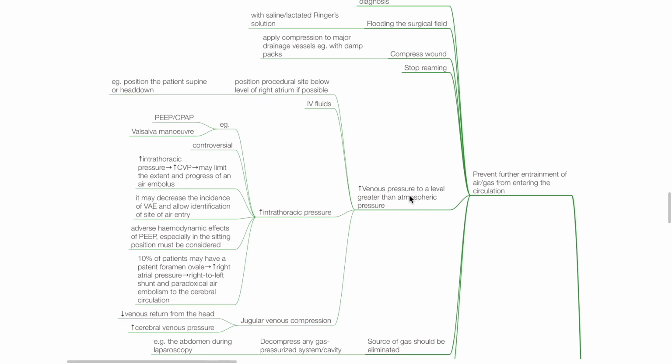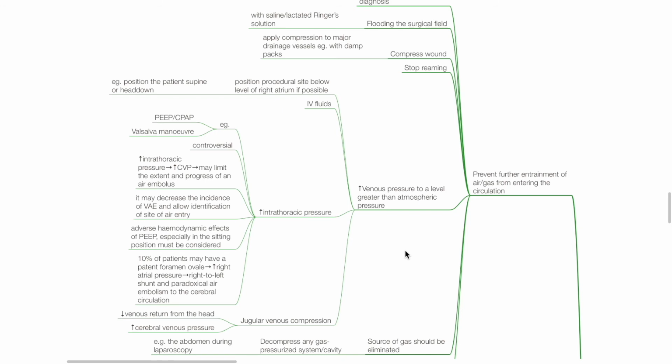Position procedural site below the level of right atrium if possible. For example, position the patient supine or head down. Administer IV fluids. Increase intrathoracic pressure, such as by the use of PEEP, CPAP, or Valsalva maneuver.